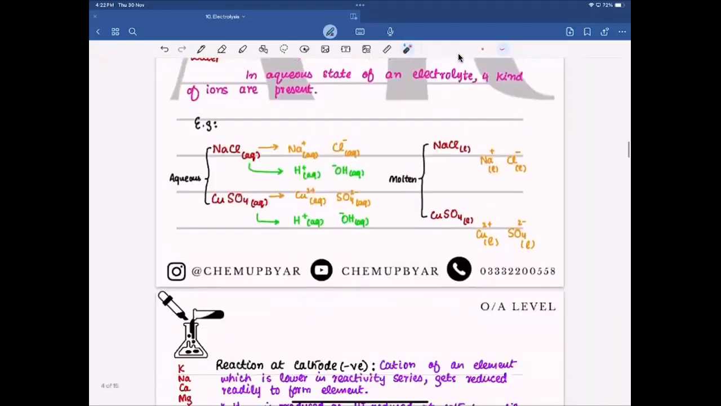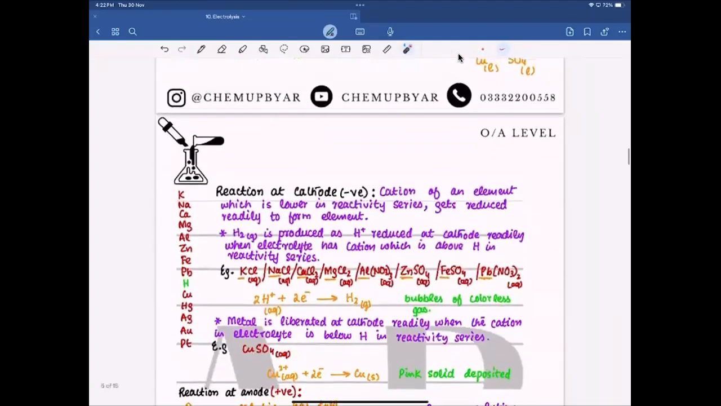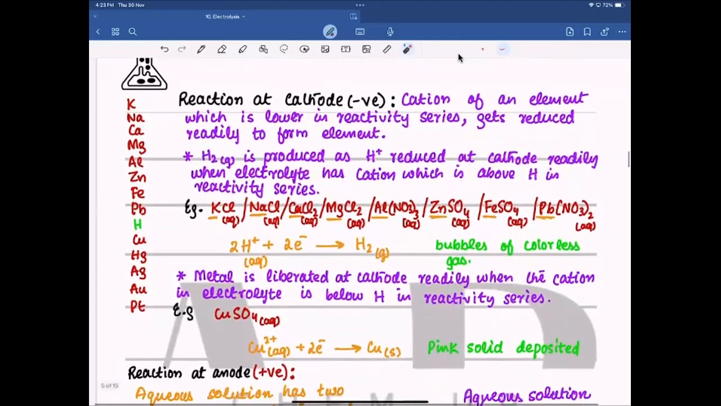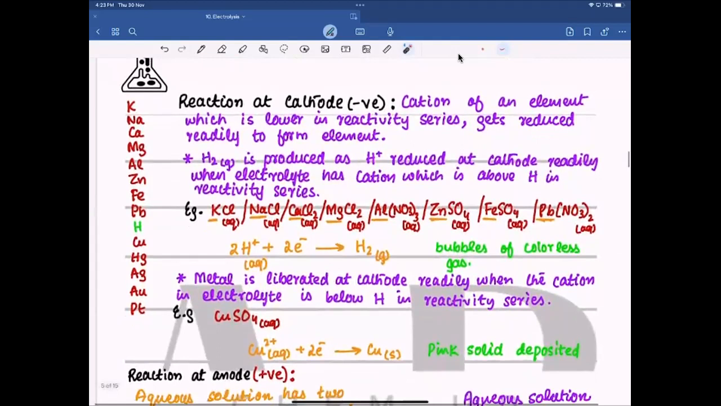Okay. Now, the first case. First, understand this. Then we will discuss it later. Then we can note it down. Okay. Yeah, that's fine.